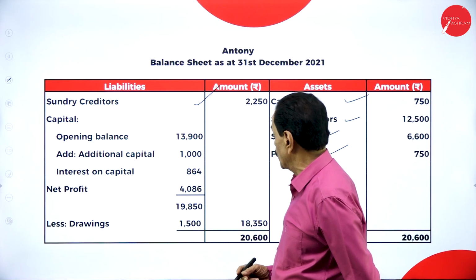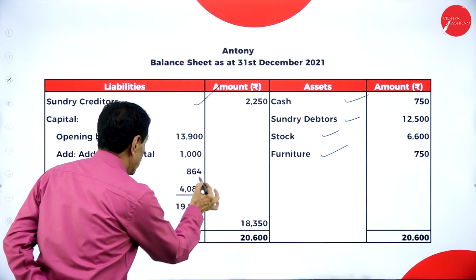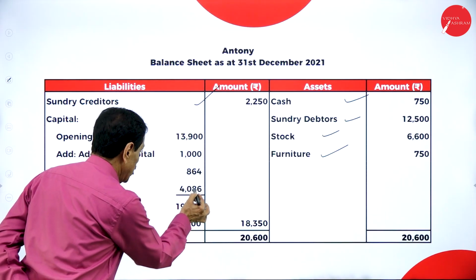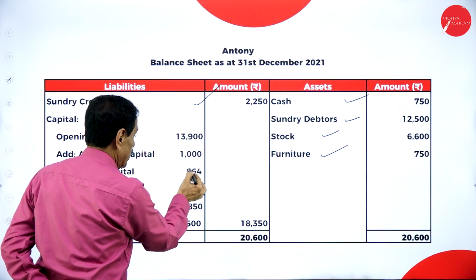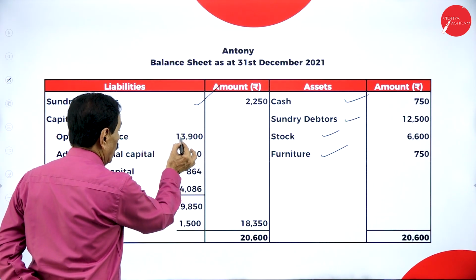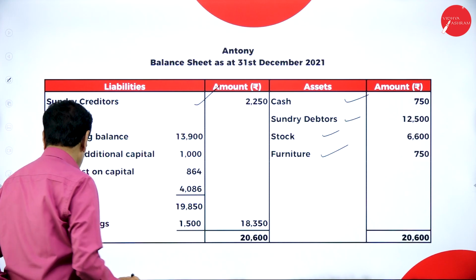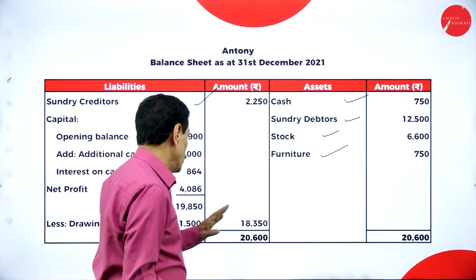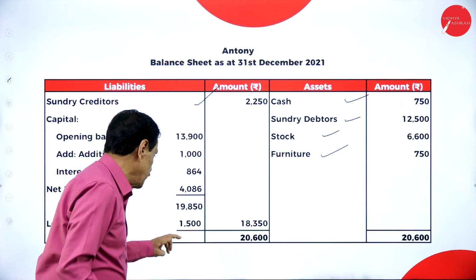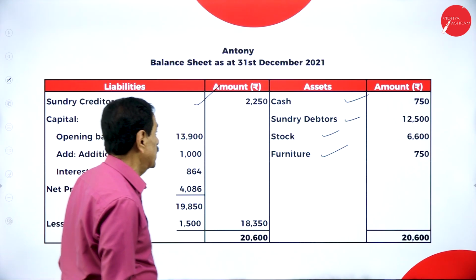Add net profit 4,086. 4 plus 6, 10. 1 plus 6, 7, plus 8, 15. 1 plus 9, 10, plus 8, 18. 1 plus 3, 4, 5, 9, 1. Out of that, how much drawing has been made? 1,500. 500, 3, 8. 18,350.